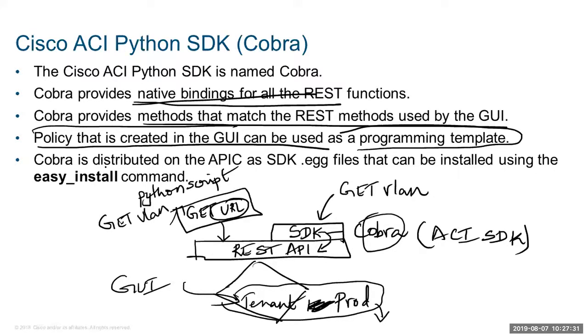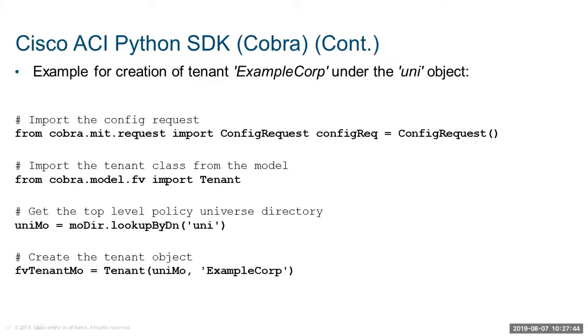There it shows you Cobra is installed on the APIC as egg files. Of course, this is Linux, so it's using easy_install to give you the instructions to install the Cobra. There it shows you. I'm not giving any URLs in here, how I would go about creating or importing or searching for a particular object. No URLs.